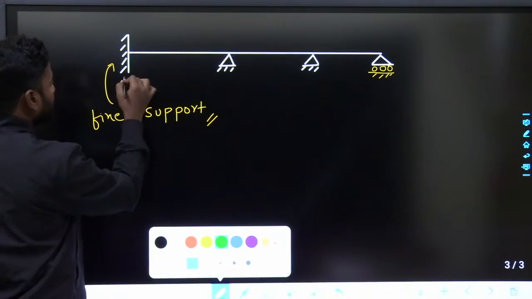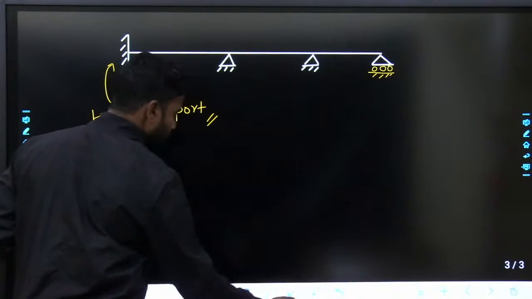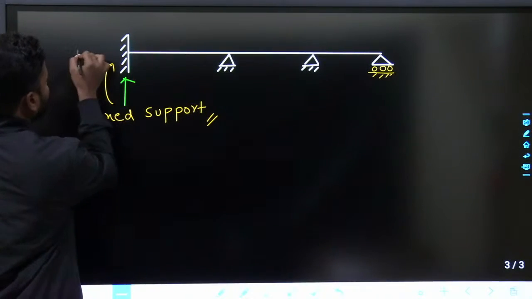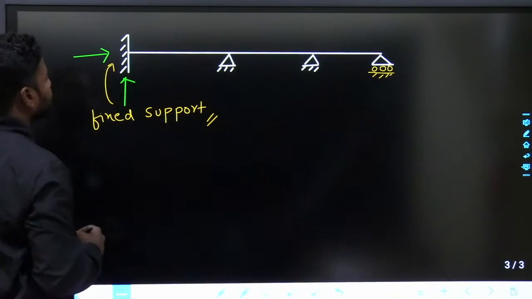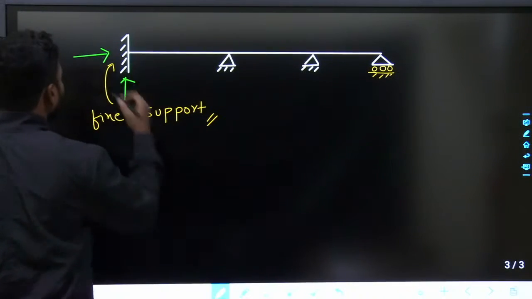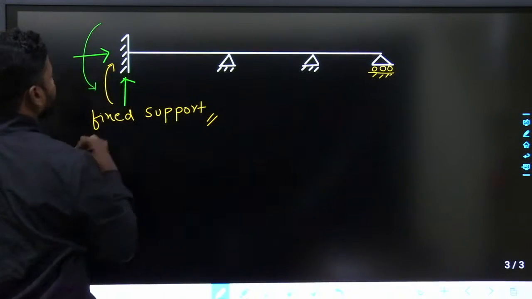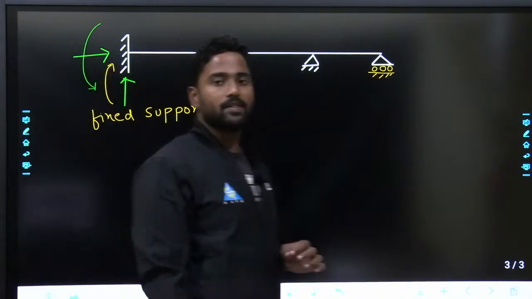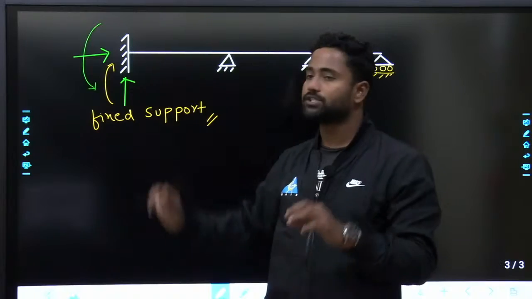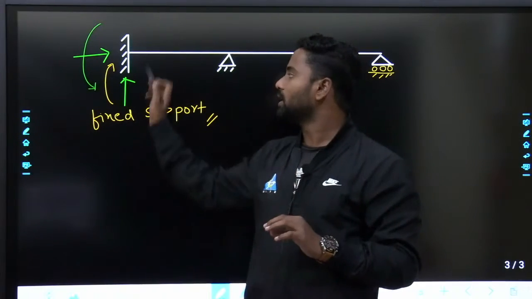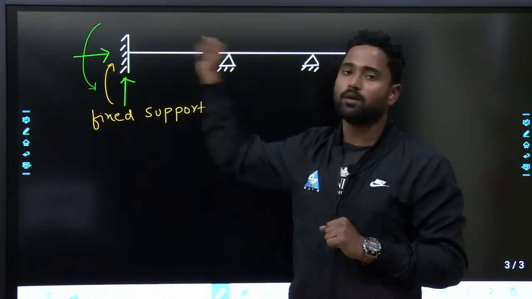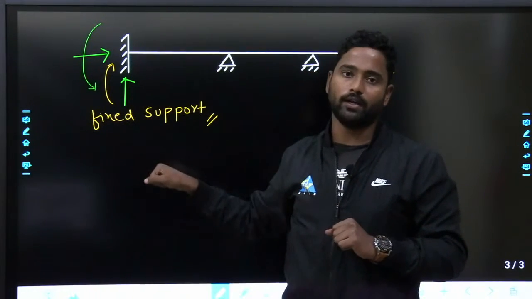So at fixed support, how many reactions? 3 reactions: vertical reaction, horizontal reaction, and rotation. Whenever I say support is fixed support, number of reactions would be 3: vertical, horizontal, rotation, because you can't move like this, you can't move like this, you can't rotate.